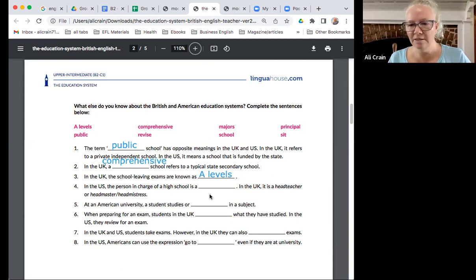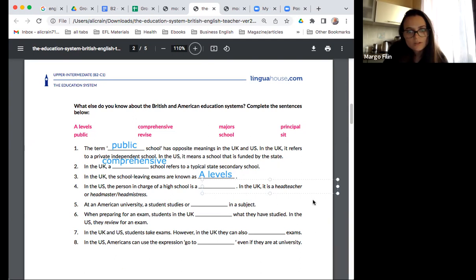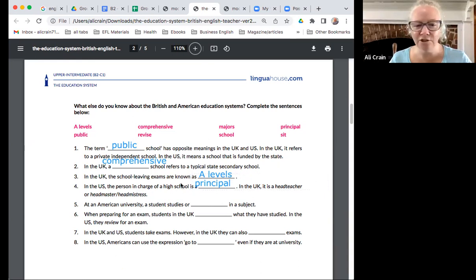Margot, number 4. In the US, the person in charge of high school is the principal. In the UK, it is a head teacher or headmaster or headmistress. And I will say it's not just high school, it's all schools. From primary school, middle school, and or elementary, middle, and high school, all of those levels is called a principal for us in the US. But what you all need to know is the head teacher, headmaster, headmistress.